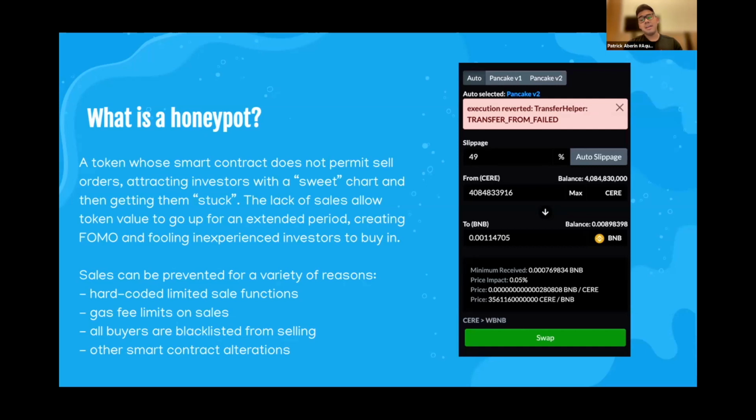And here I have an example on the screen where I actually got airdropped these Seri tokens. And when I saw it, I thought, you know what, it's probably going to be a honeypot, but let's try. So I didn't buy any. But what I did was I approved the contract to see if I could sell it. I tried to press swap, and what do you know? I got the execution reverted, transfer from failed. So that's basically a honeypot. I couldn't even sell it, even with the tokens that I received.